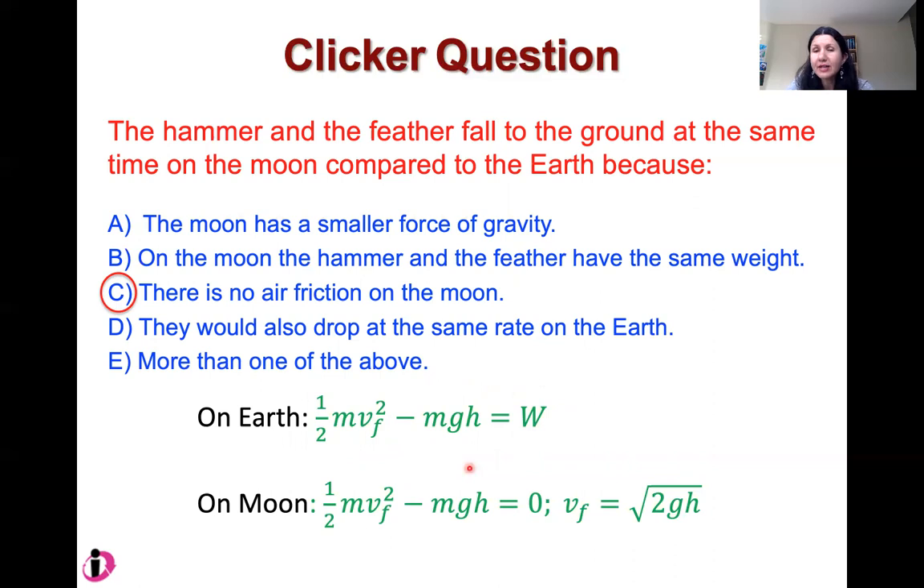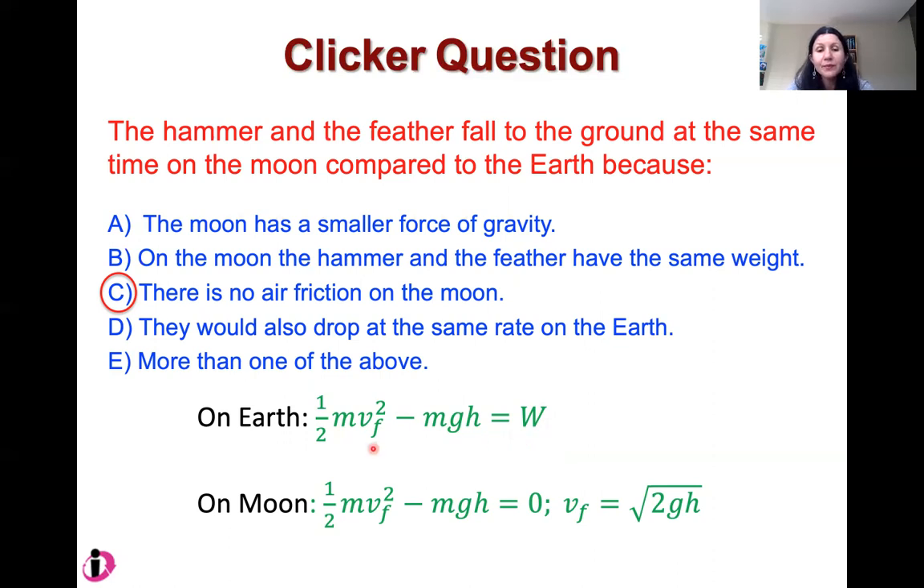Now on Earth, there's air friction. Because there's air friction, it's not a closed system, and this mechanical energy is not conserved. So it has to equal the work being done by the air. You can see now, if you were to solve for the final velocity, the mass plays a role. The heavier the object is, the less effect the work has. So air friction does not affect heavy objects as much as it does lighter ones, like a feather.